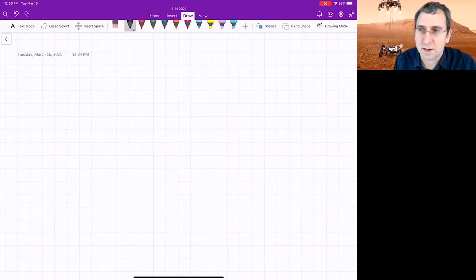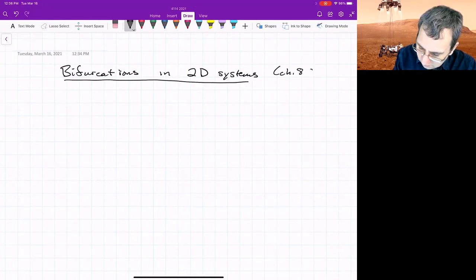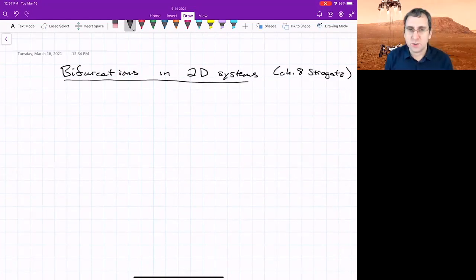Bifurcations in 2D, and some things that are the same and some things that are different. Chapter 8 of Strogatz. Here's the situation I want you to think about. If we have a 2D system, like we've been looking at, nonlinear in general, if there's a stable equilibrium or a closed orbit, periodic orbit, how can it vanish or change stability as we vary a parameter? That's a question that bifurcation theory addresses.